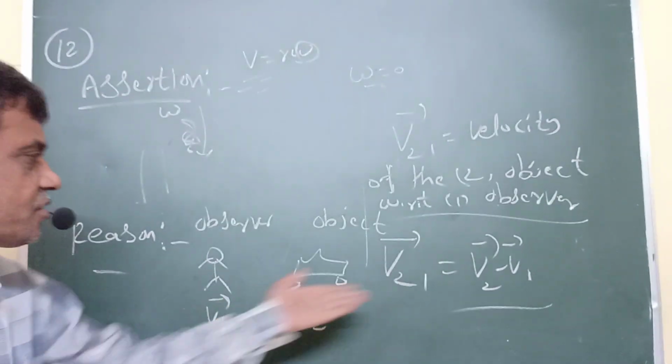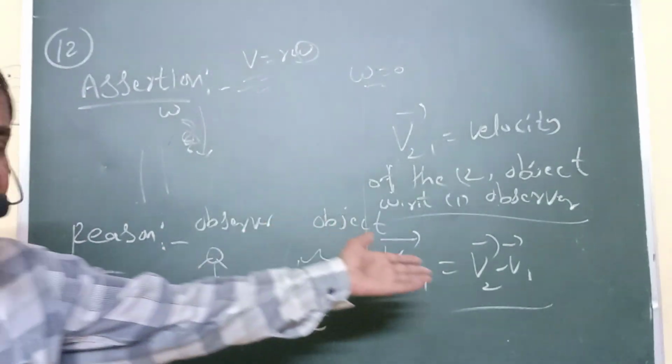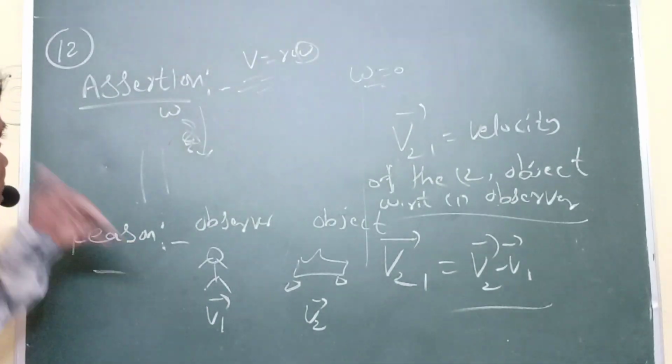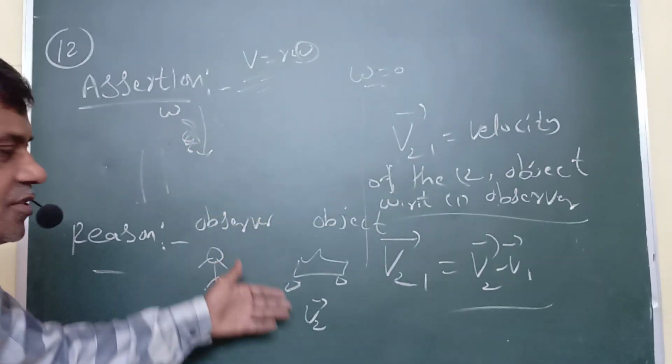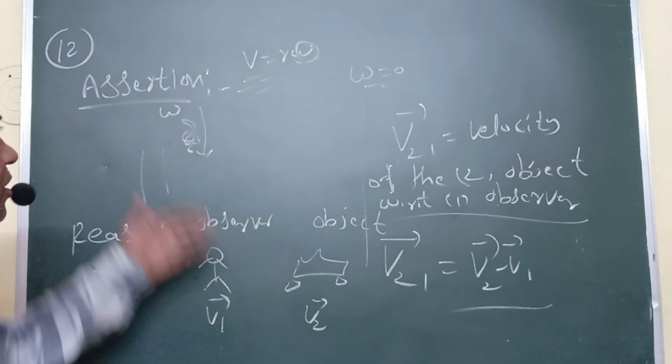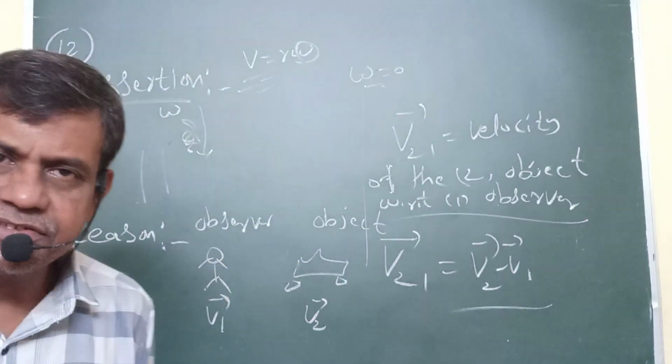If the observer is at rest, we write 0. If moving with a velocity, write the velocity with direction. So this is correct. So the assertion is also correct, the reason is also correct, but this is not the correct explanation. Both are correct and the reason is not the correct explanation.